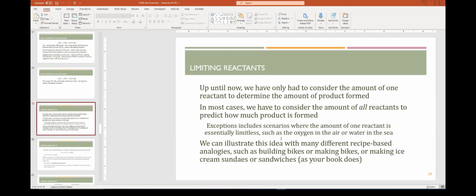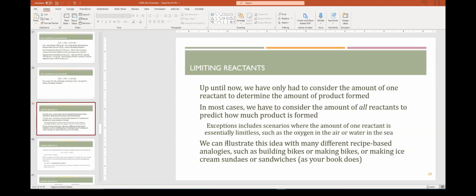The only times that we really don't have to worry about this is when we have scenarios like oxygen being one of the reactants, because oxygen is abundant, it's not going to run out. If you're burning a candle, you don't have to quantify the amount of oxygen. It's essentially limitless. And so there's many different ways that you could come up with talking about limiting reactants.